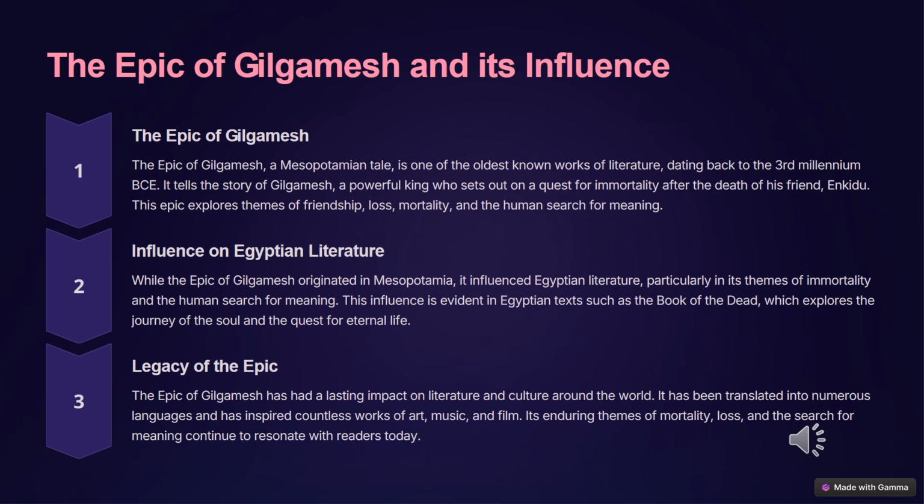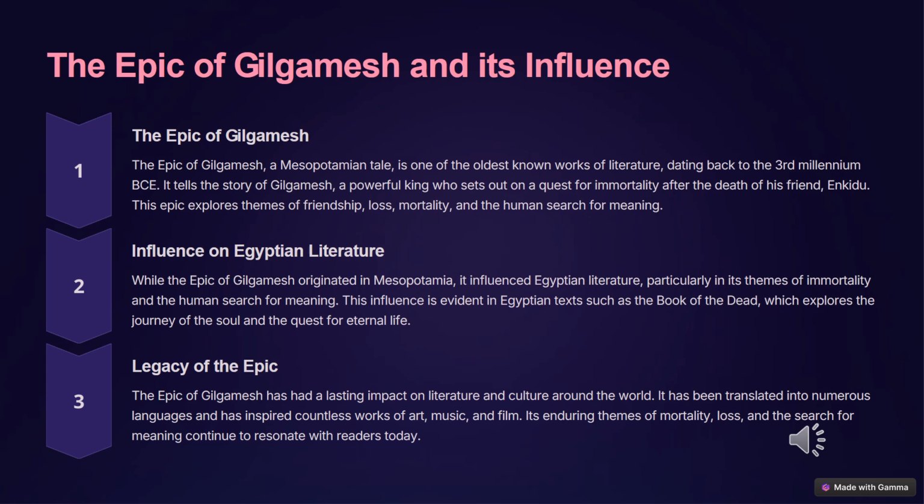Influence on Egyptian literature of the Epic of Gilgamesh. Although originating in Mesopotamia, the Epic of Gilgamesh significantly influenced Egyptian literature. Its themes of immortality and the human quest for meaning are evident in Egyptian texts like the Book of the Dead, which explores the journey of the soul and the quest for eternal life.